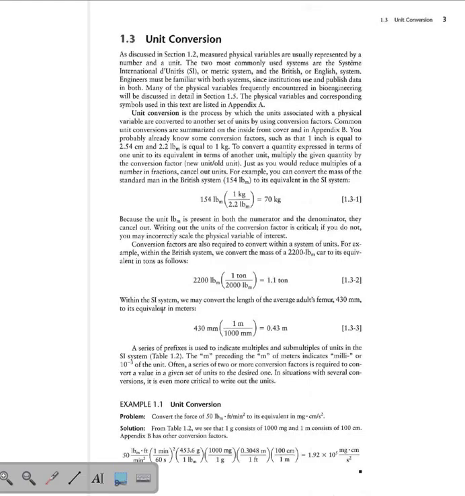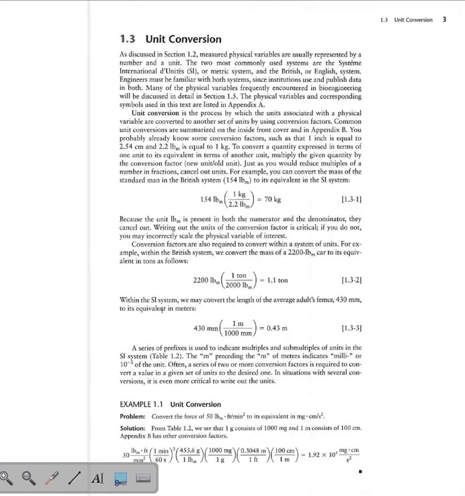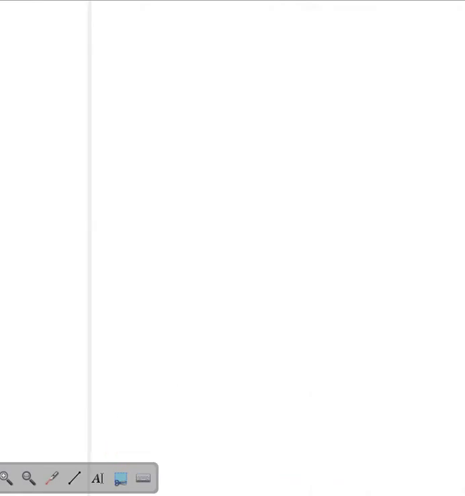Unit conversion, very important. And this is really demonstrating what we want to see when you're solving a problem. So let me see if I can add a blank page here to demonstrate. Let's suppose you have 1 liter of water, and you want to figure out how many grams are in that liter.